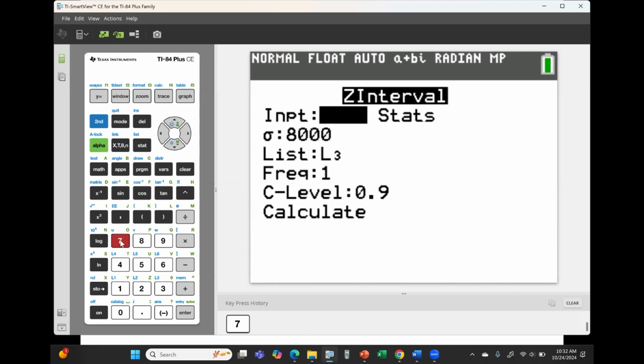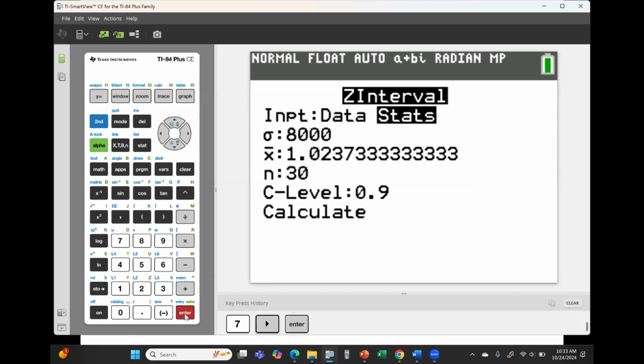And then we have all sorts of stuff that we get to put in. The first line says input. Are you inputting the actual data? So you have the raw data and you're going to put that in, or are you going to put in the statistics? So I know the mean, I know the standard deviation, I know the confidence level, so I'm going to use that. So in this particular example, I know the mean, right? It's 68. So I'm going to go over and I'm going to highlight stats. So if I know the mean and I know the standard deviation, that is what I use.